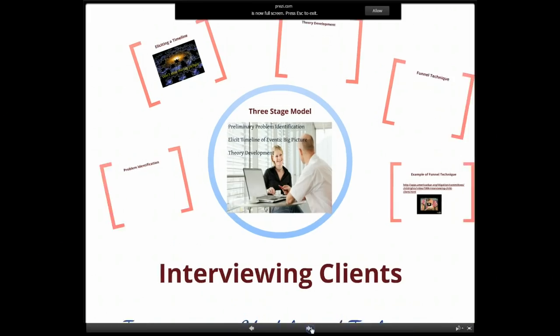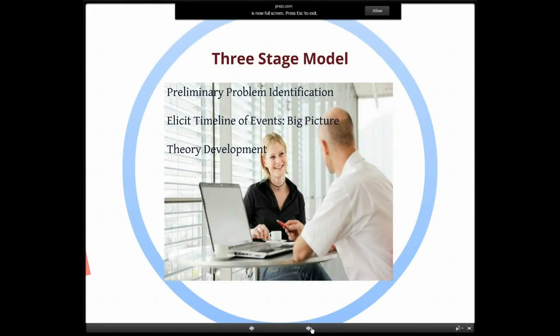in our class. Most interviewing has a three-stage approach. The first stage when you meet with a client is really developing that initial client rapport and doing a preliminary identification of the problem, the reason the client is there to see you. Once you've identified the large problem, you want to elicit a timeline from the client. You want to understand the events that gave rise to this larger conflict and basically get the big picture so that you're not missing any large pieces to the puzzle.